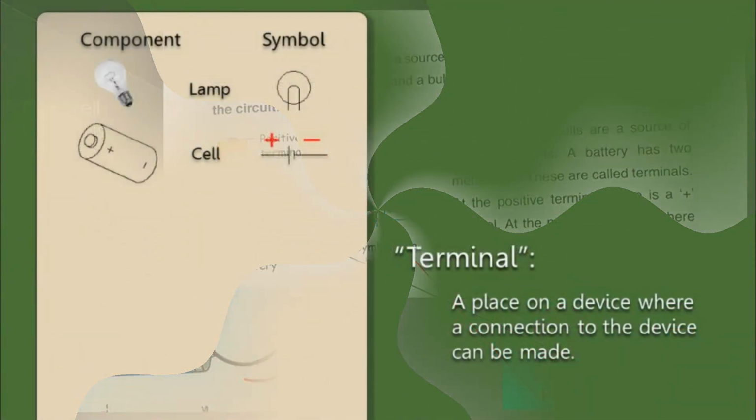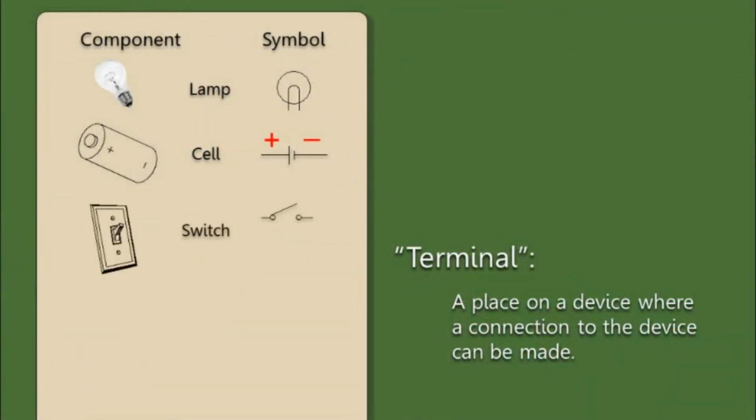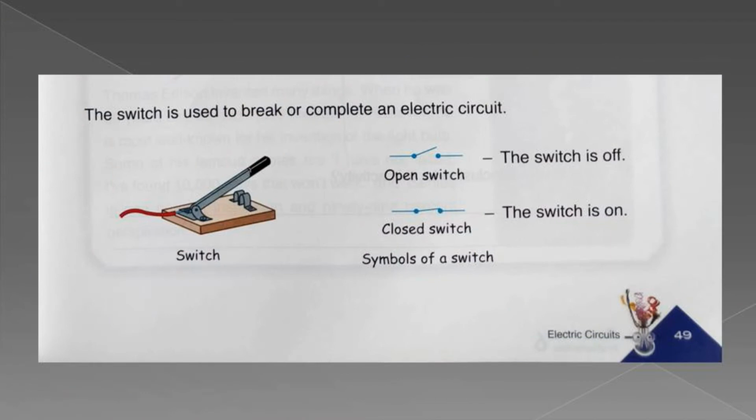A switch is a control device. If the switch is open, as shown here, no current can flow. If the switch is closed, the circuit is complete and current can flow from the power source to the load and back to the opposite side of the power source.